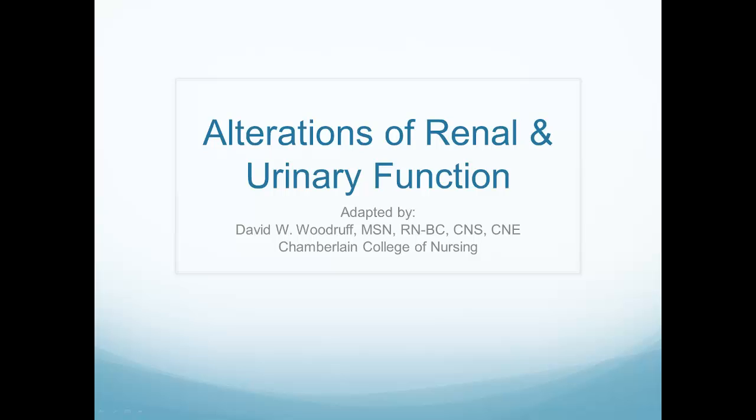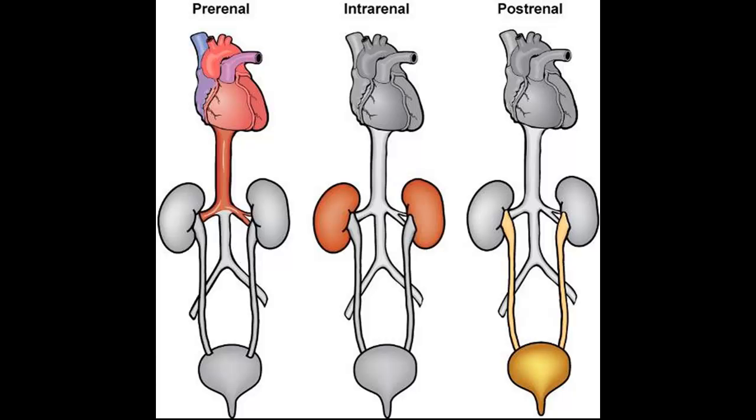Welcome back to Alterations of Renal and Urinary Function. Let's move on here and talk a little bit about renal failure. First of all, we're going to start off with acute renal failure before we look at chronic renal failure. Now, acute renal failure can be of one of three different causes. It can be pre-renal, intrarenal, or post-renal.